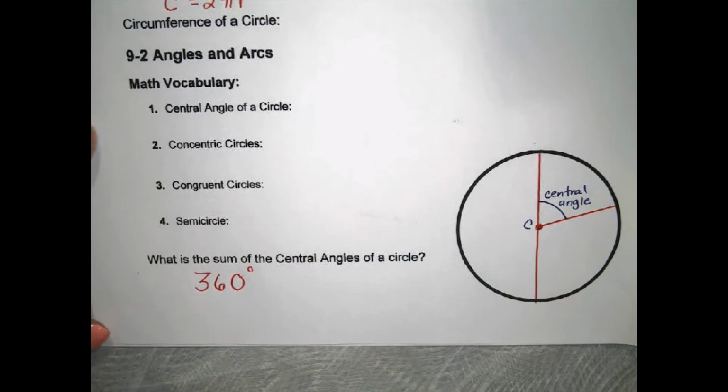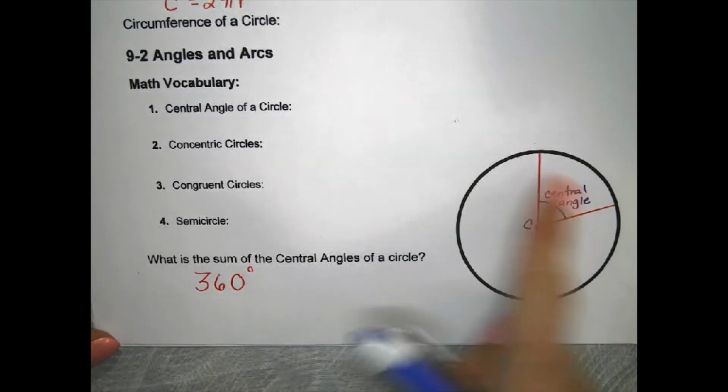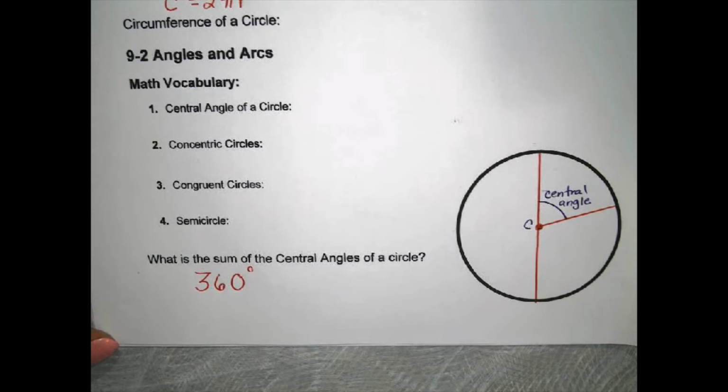If we added all the central angles in a circle, we would find that the sum of the central angles of a circle is always 360 degrees. That's probably why you've heard the expression that the sum of a circle is 360. Or you may hear someone use the expression that if you've turned in a circle, you've done a 360.